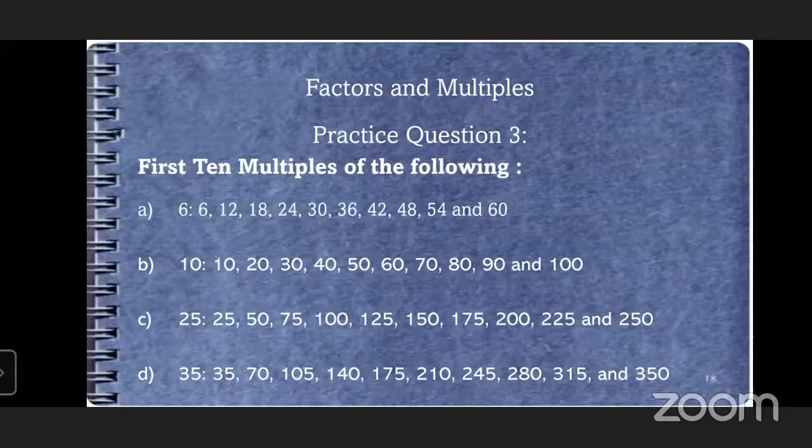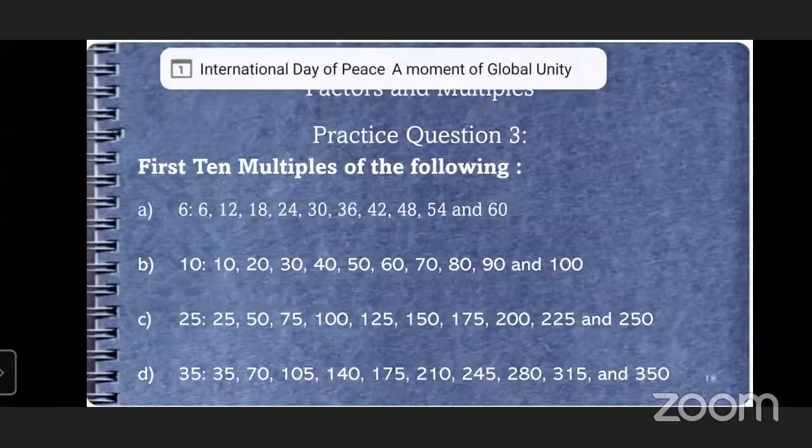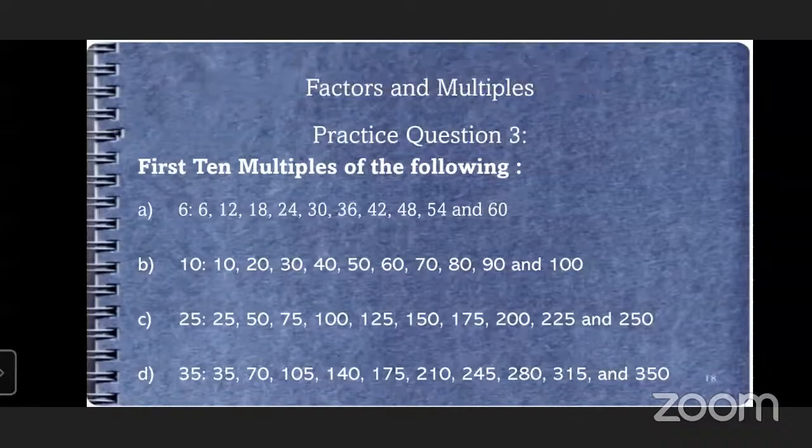It means 6 ones are 6, 6 twos are 12, 6 threes are 18, 6 fours are 24, 6 fives are 30, 6 sixes are 36, 6 sevens are 42, 6 eights are 48, 6 nines are 54 and 6 tens are 60. Now we have to write first 10 multiples. It means we have to write the complete table. So the table of 10, 25 as well and 35 as well.